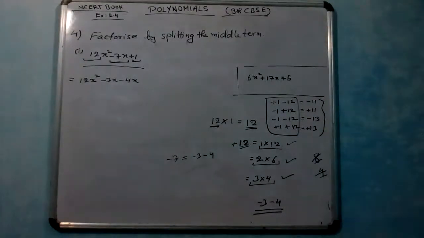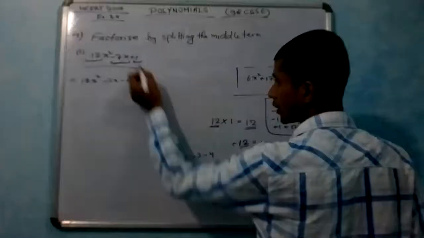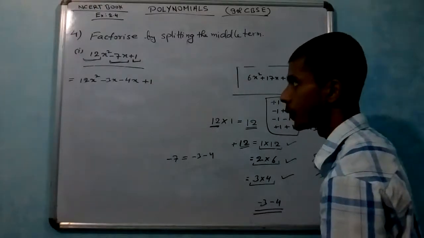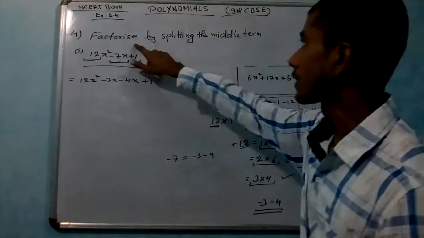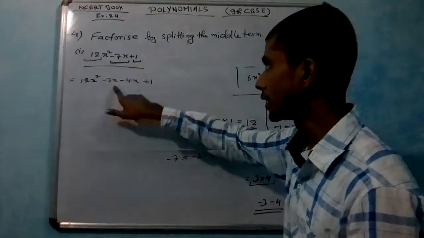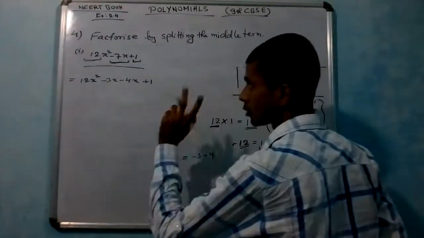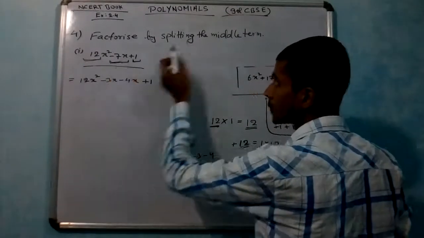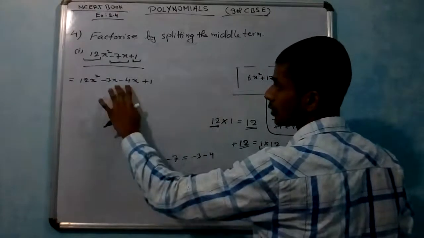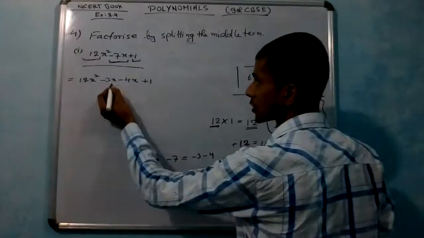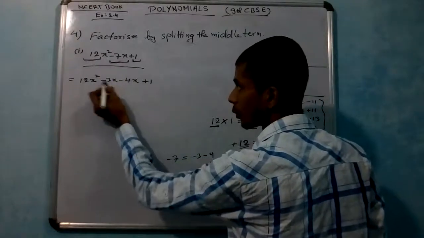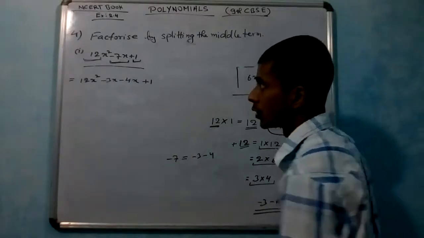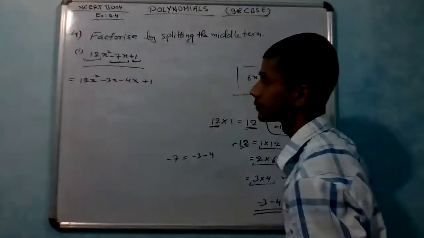Is it okay? Then complete it plus 1. Got this? So this is factorized by splitting the middle term. We have split the middle term. The middle term must be split in two terms such that, now listen properly, their addition or subtraction must be equal to this middle term and their product must be equal to the product of the first term and the third term.